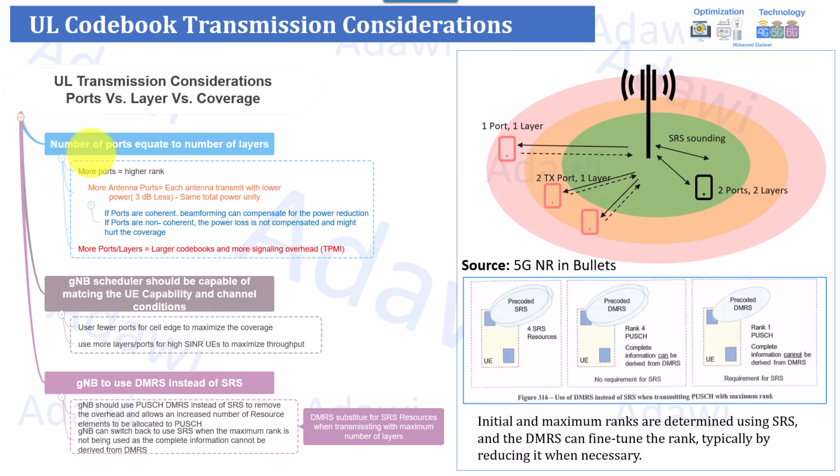The first one, in general, you need to understand that the number of ports equates to the number of layers. What does this mean? Assume the user supports a maximum of 4 ports. This means the user can support up to 4 layers.